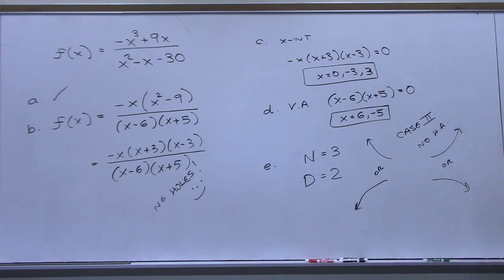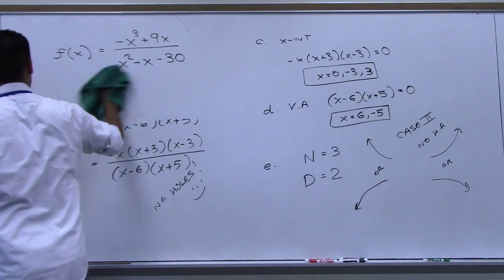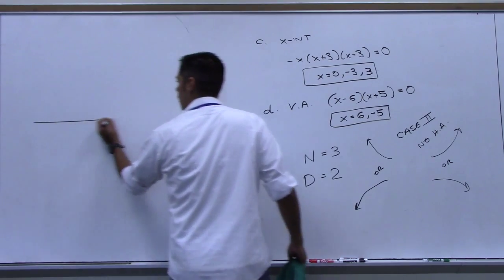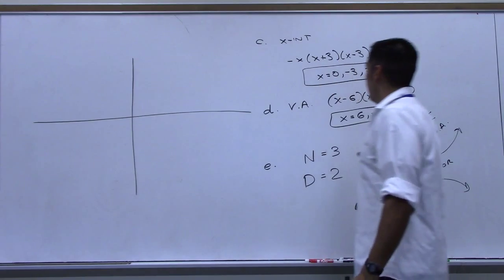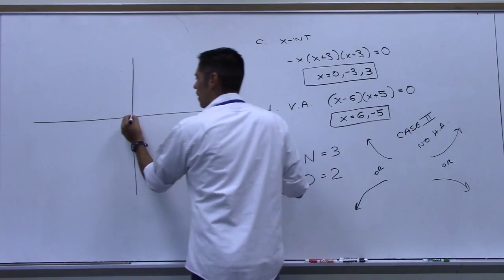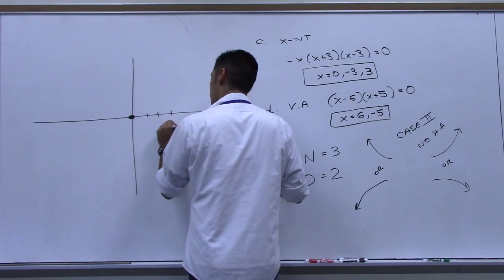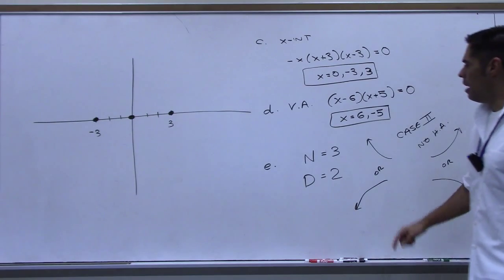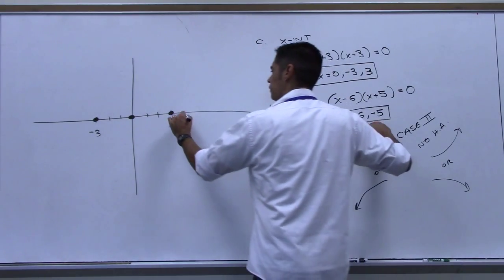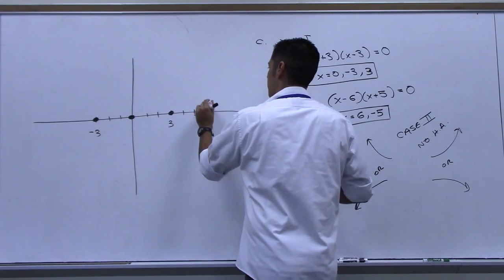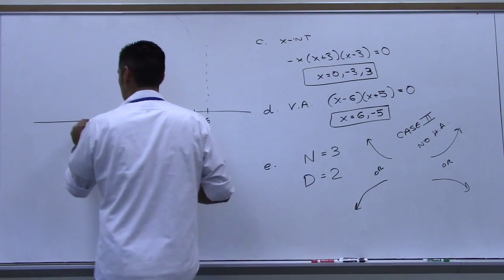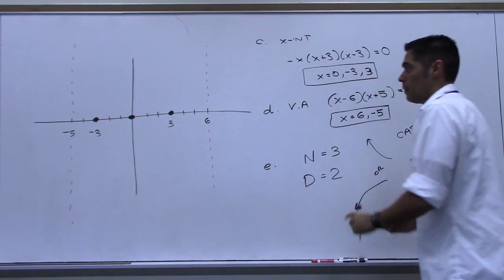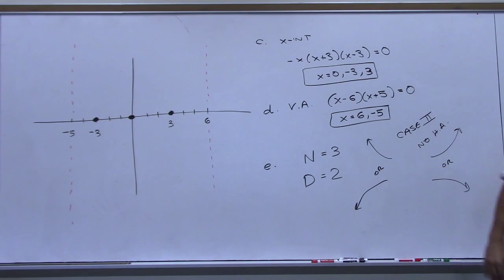So we're ready to put all the information down, right? Draw a picture. I'll draw my picture a little smaller over here. Okay, here it is. I've got a lot going on in this picture. X-intercepts at 0, negative 3, and 3. Those are points on my graph. I have 2 vertical asymptotes, one at 6 and one at negative 5. I have no horizontal asymptote, so I'm not going to draw anything. I'm just going to remember how it's supposed to behave.